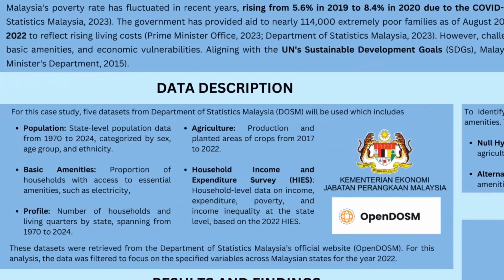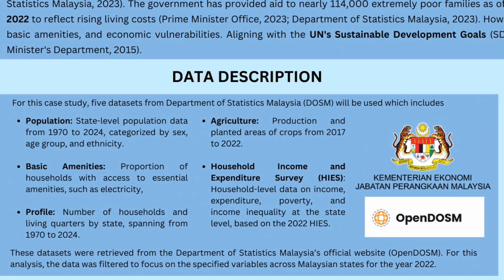Moving on to the second part of the presentation, which is the data description. So in this study, 5 data sets from the Department of Statistics Malaysia will be used, such as the population data, basic amenities data, profile data, agriculture data, and household income and expenditure survey or HIES data. These 5 data sets will be merged as one data frame. So these data sets were retrieved from the Department of Statistics Malaysia official website, known as the Open DOSM.